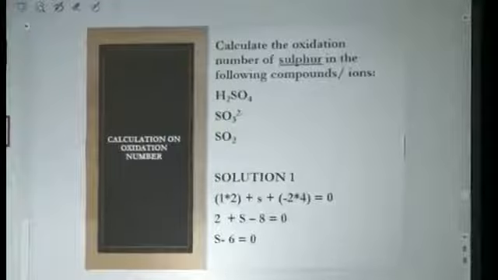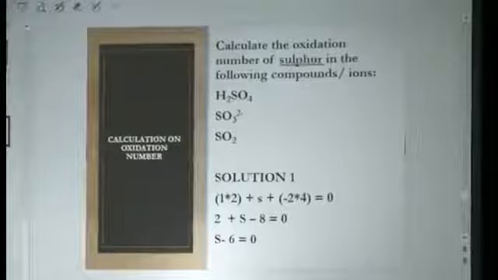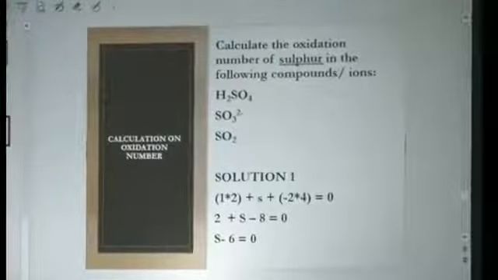Welcome back. Before we went on break, we were looking at oxidation number. And I've told you the rules for calculating oxidation number in an ion or a compound. Now, let us look at an example here. Calculate the oxidation number of sulfur in the following compounds or ions. We have H2SO4, SO3 2 minus, then SO2.